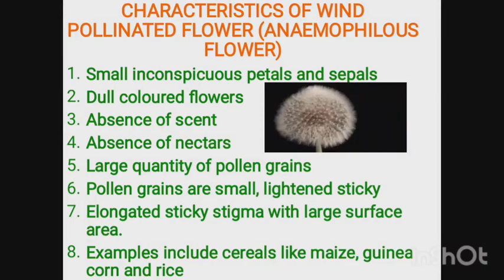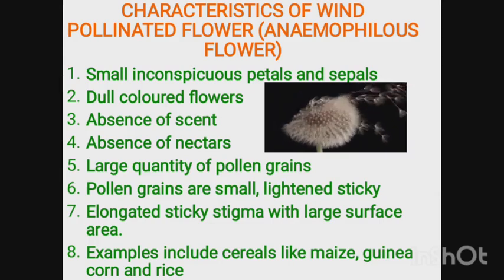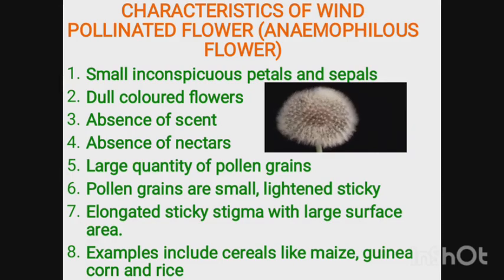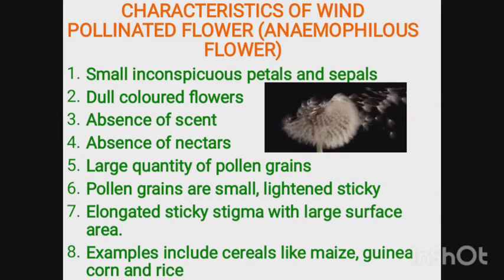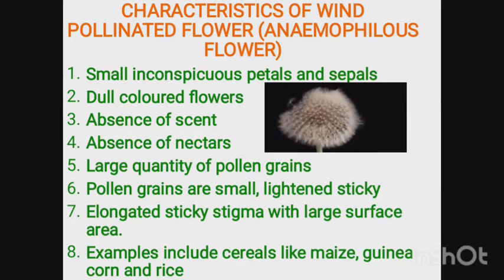Number one, they have small inconspicuous petals and sepals, unlike the insect pollinated flowers. For the wind pollinated flowers, their petals and sepals are very small. Number two, they have dull colored flowers. This is the way you can notice it's a wind pollinated flower. The flowers are always dull colored. They don't have scent. That is number three.